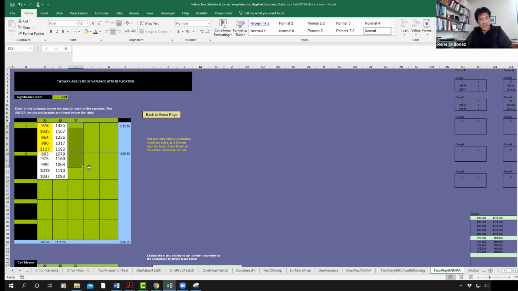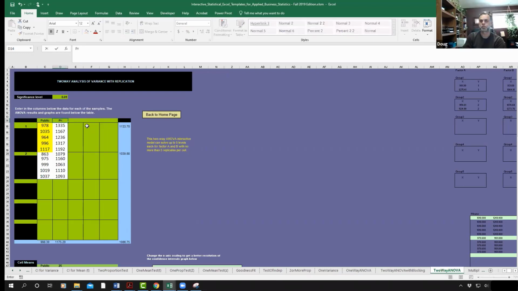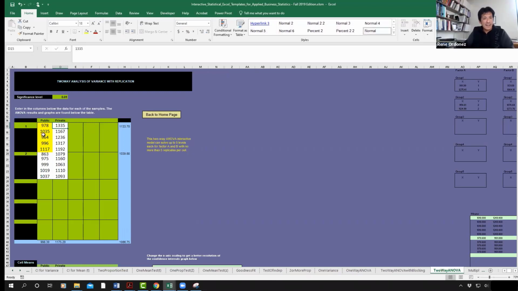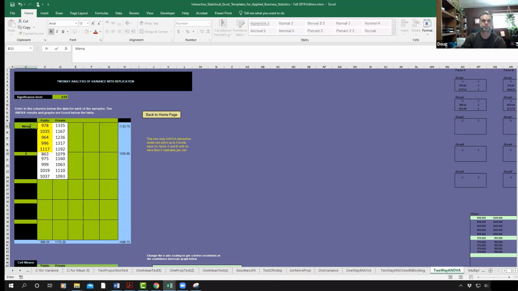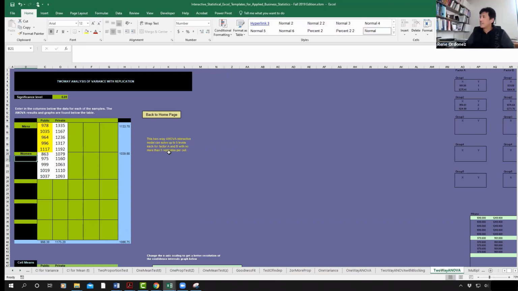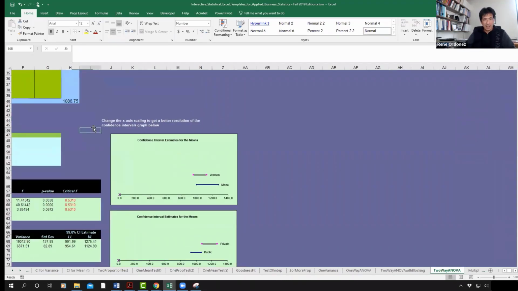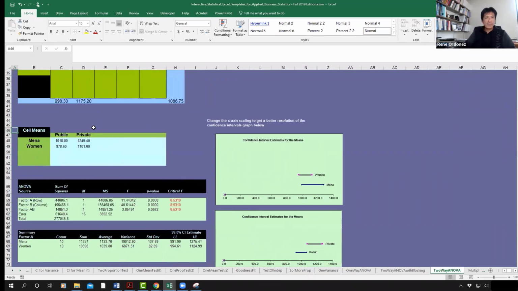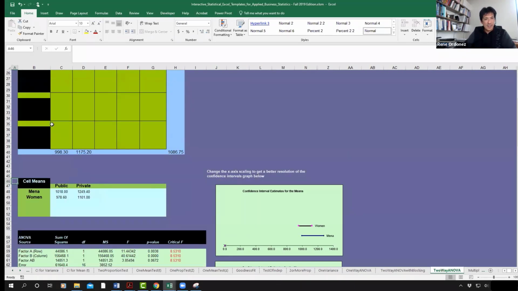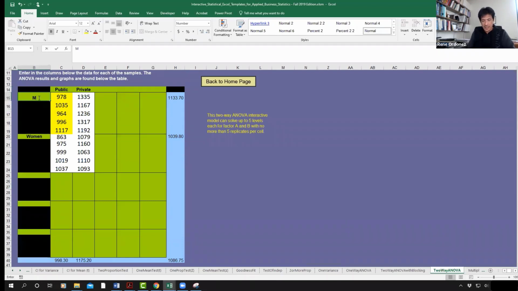All right. So here's the data. And this, I believe, is public. Can somebody please confirm if I got the label correct? That's right. Public is first and then private. Thank you. And then men first and then women. Okay, good. So that's it. After we enter the data, we scroll down. Let me make this bigger so you can see. Oh, I misspelled men.